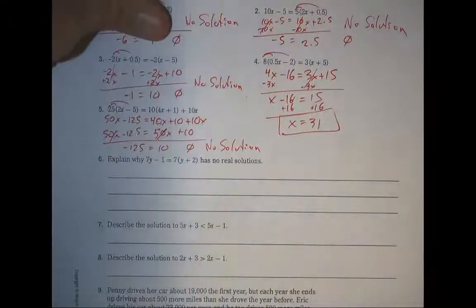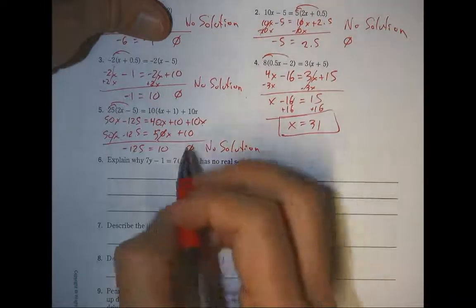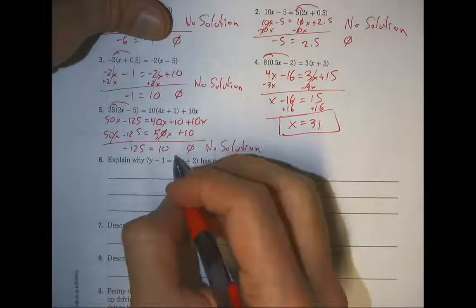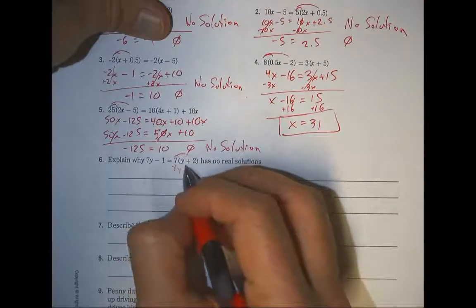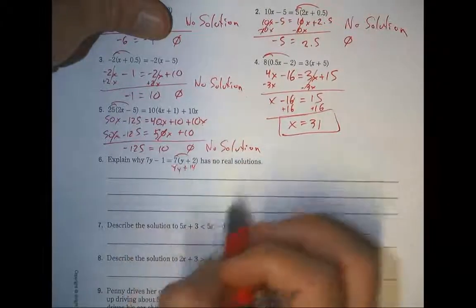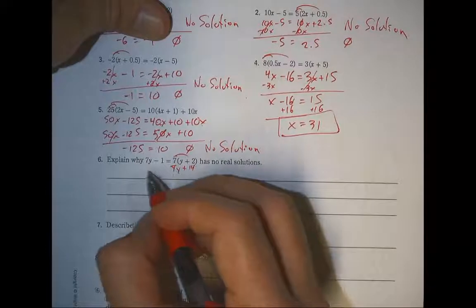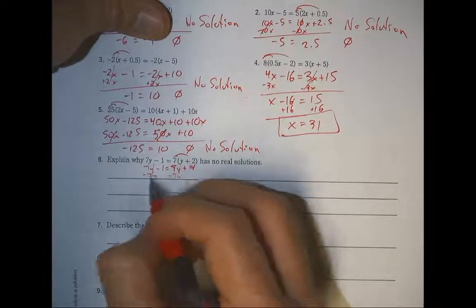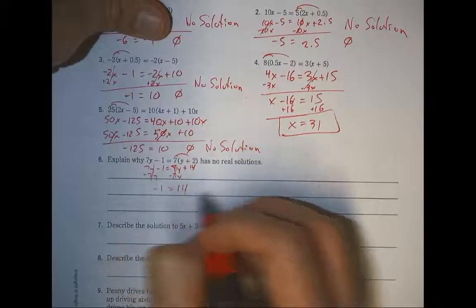Okay, number 6. Explain why there's no solutions. You can show your work. Simplify the right side. 7y plus 14. You're going to minus 7y from both sides. You get -1 equals 14.